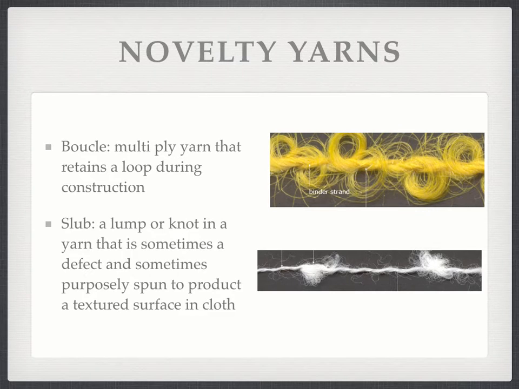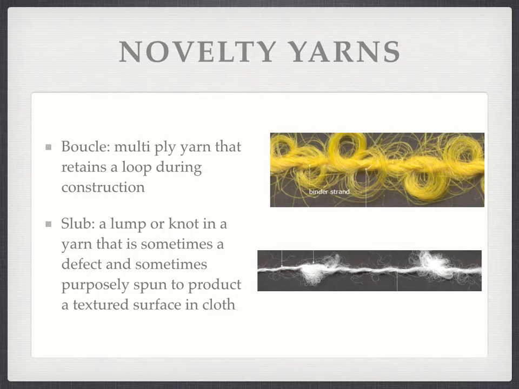Next, we have a few different novelty yarns. Novelty yarns include boucle, slub, and chenille, which are the only three you need to be familiar with. A boucle, as you can see in the yellow yarn image, is a multi-ply yarn that retains a loop during construction. A slub yarn is a lump or knot in a yarn that is sometimes a defect and sometimes purposely spun to produce a textured surface in cloth.